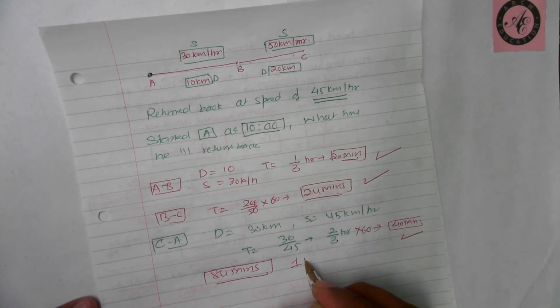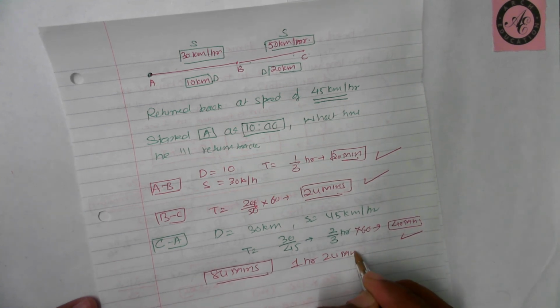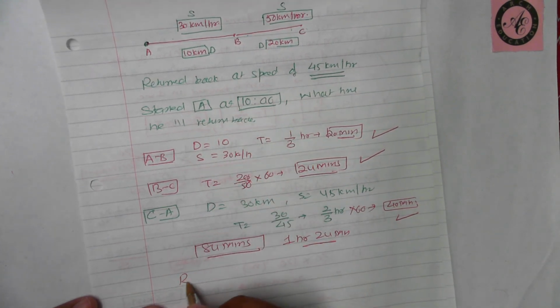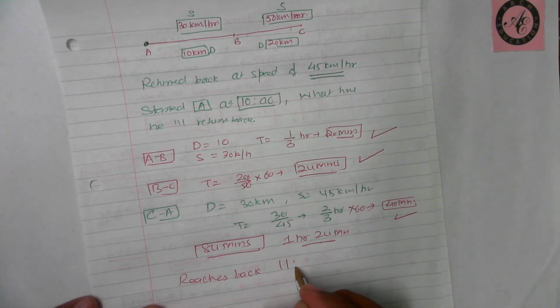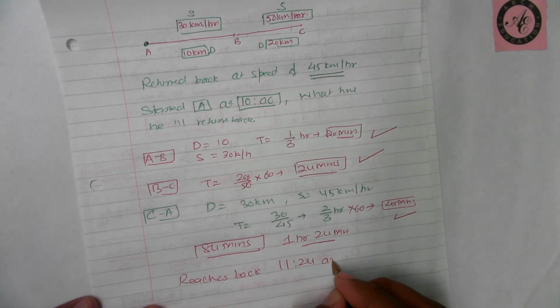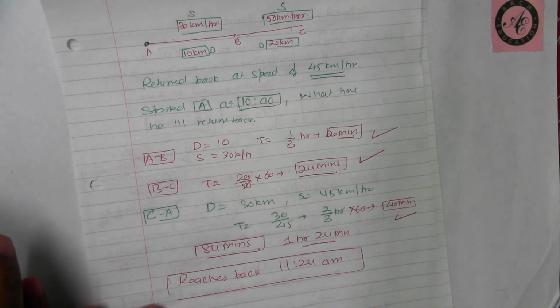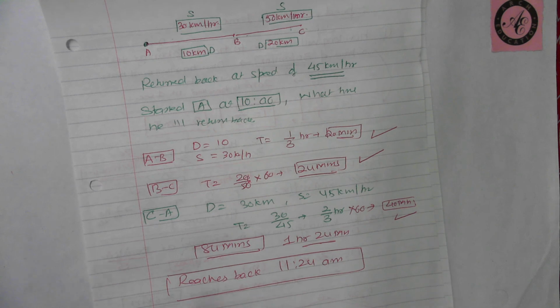That means this is 1 hour and 24 minutes, and you're going to add that on to 10 o'clock when he started, so he reaches back at 11:24 a.m. or 11:24 in 24-hour clock. So these are simple questions on time, distance, and speed, which will be important for your exam.